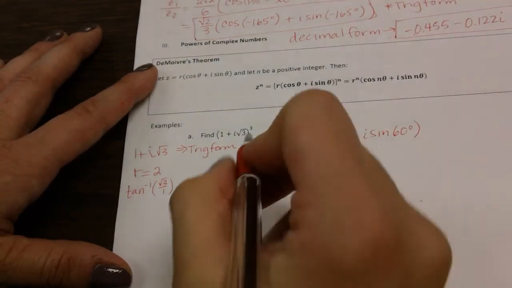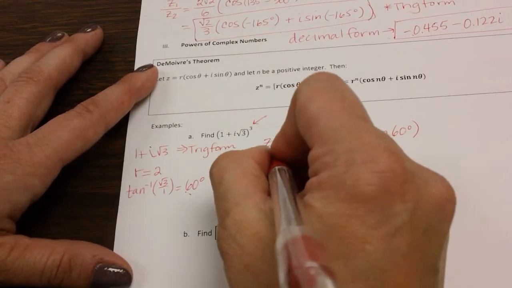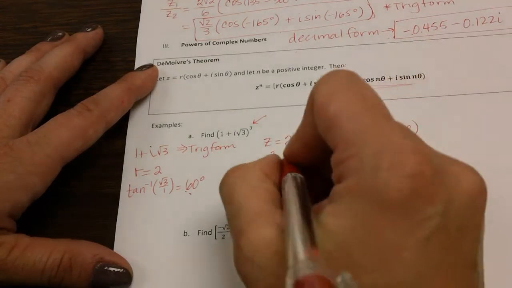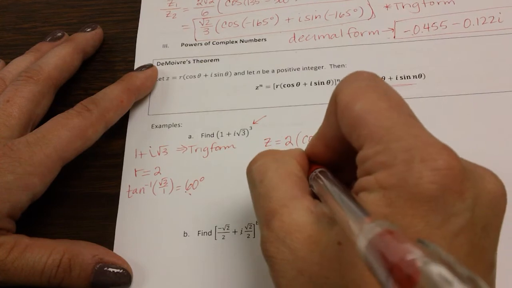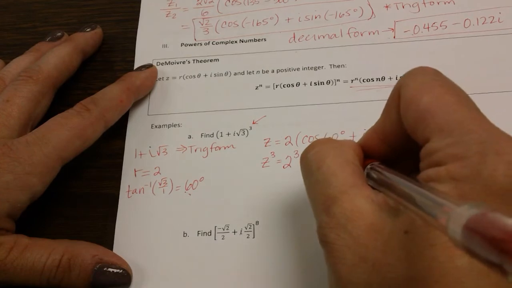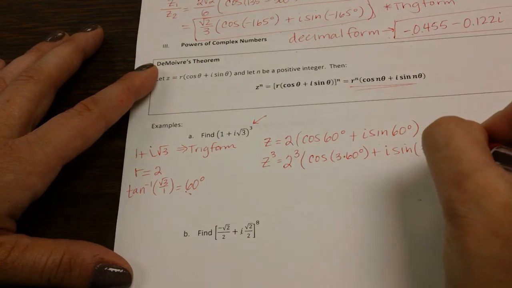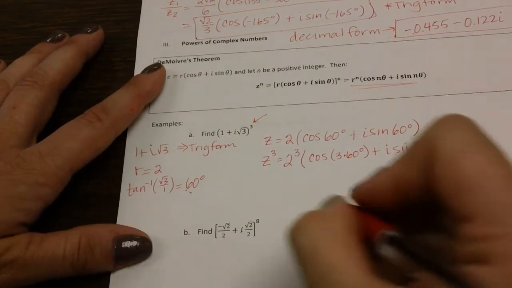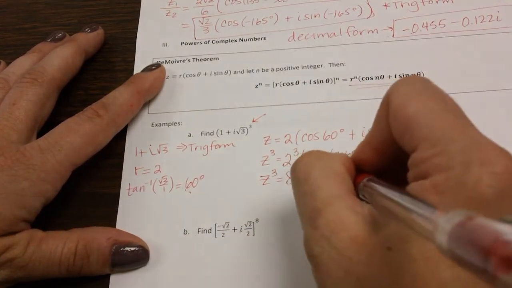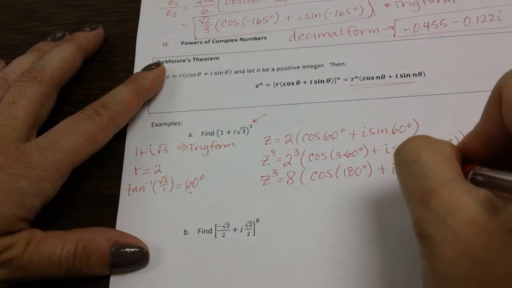All right, now we want to take this to the third power. So we want to take z to the third power. So what we're going to do is plug it into this formula up here and take 2 to the third times cosine of 3 times 60 degrees, that's a times, plus i sine of 3 times 60 degrees. All right, so we have z to the third equals 8 times the cosine of 180 degrees plus i sine of 180 degrees.